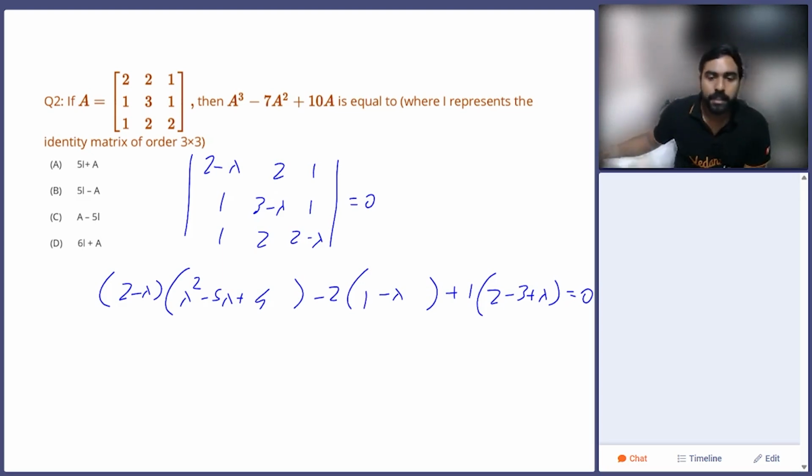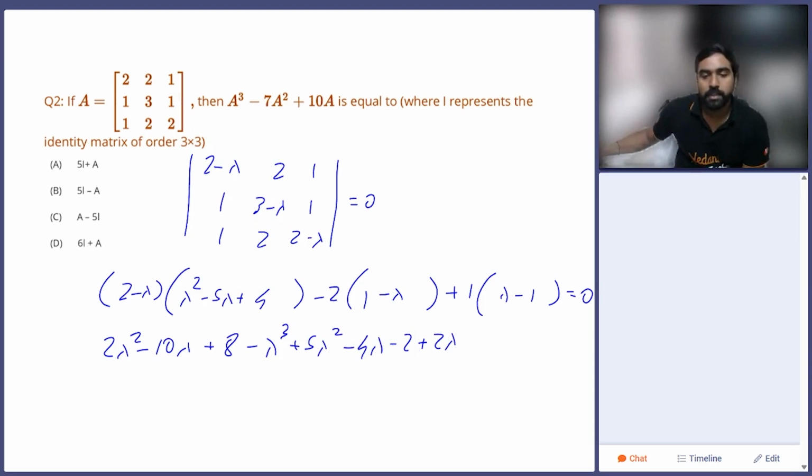Here I'll have a 1 minus lambda, and over here what do we have? We have a lambda minus 1. Okay, so we get something on the lines of 2 lambda square minus 10 lambda plus 8. Then minus lambda cube plus 5 lambda square minus 4 lambda minus 2 plus 2 lambda plus lambda minus 1 equal to 0 is the overall expression that we have over here.